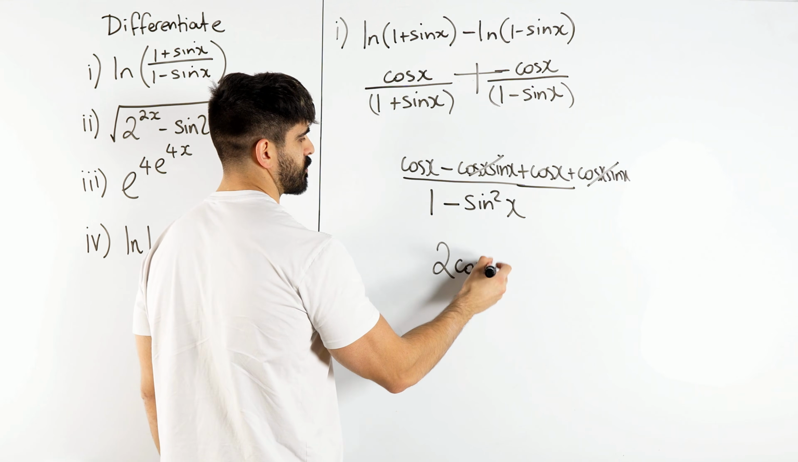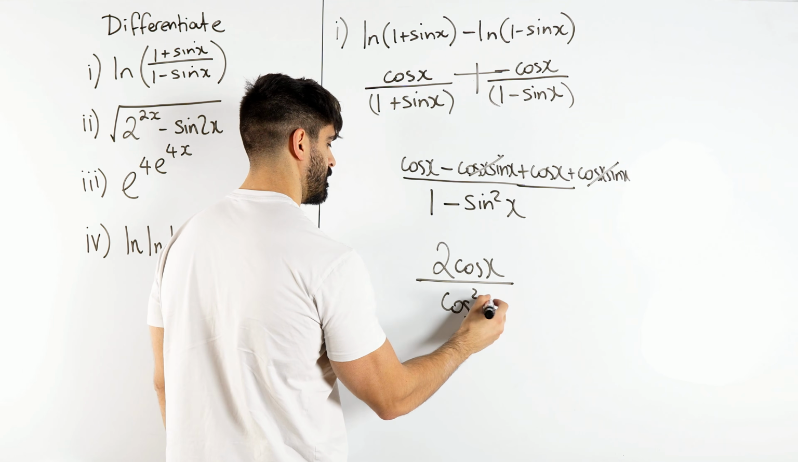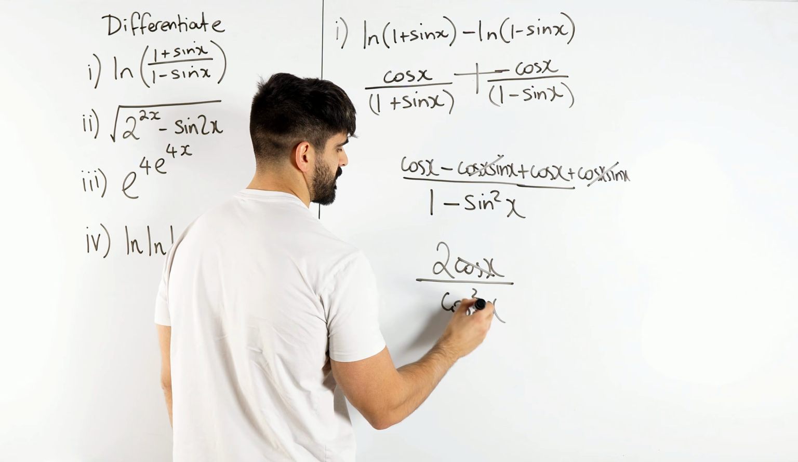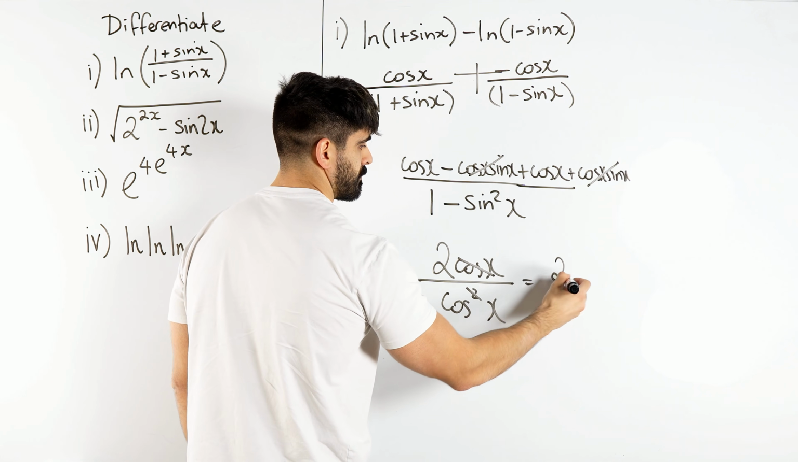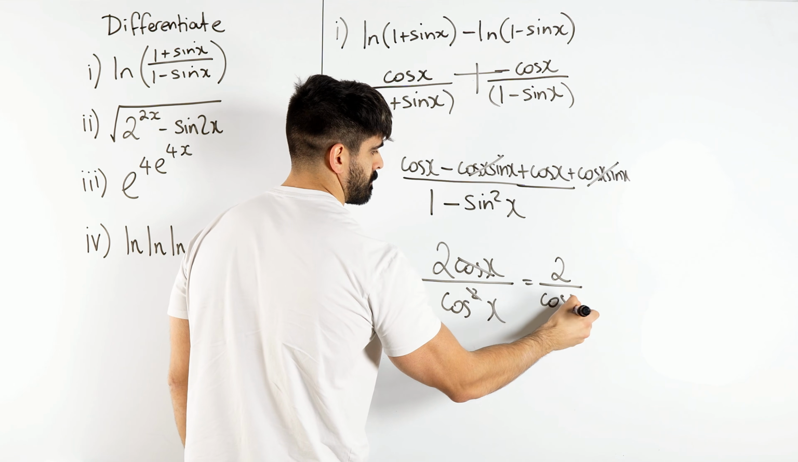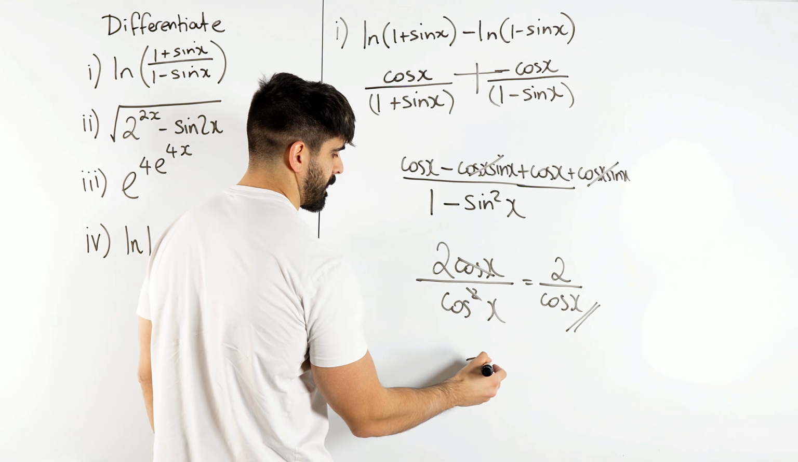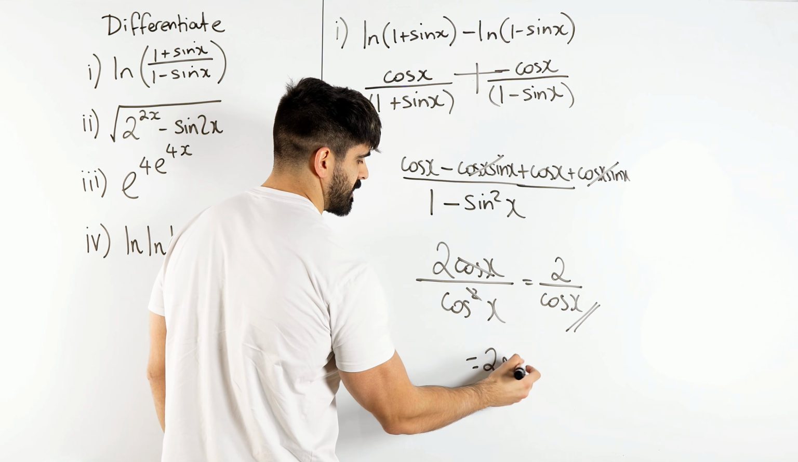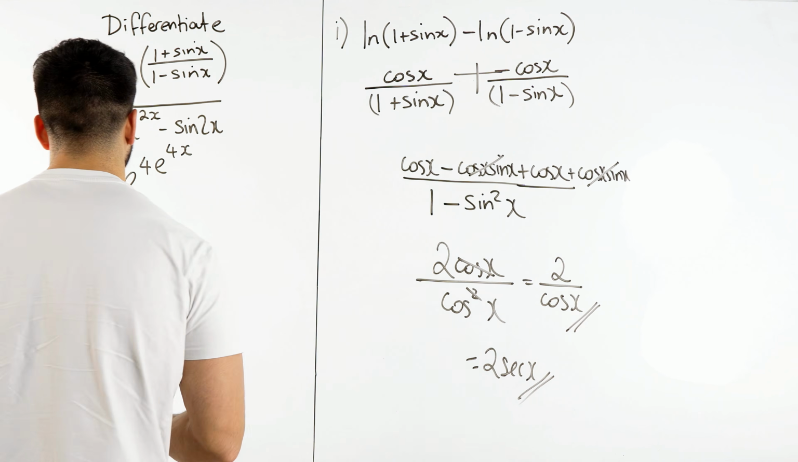Then hopefully you notice with the denominator, 1 minus sine squared is cos squared. And then the coses cancel. We're left with 2 over cos x. Yeah, we could leave it like that, or we could write it as 2 sec x, since cos in the denominator is sec. Okay, so there's our solution for that one.